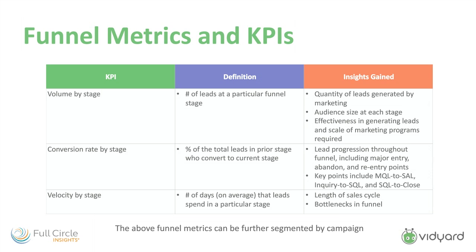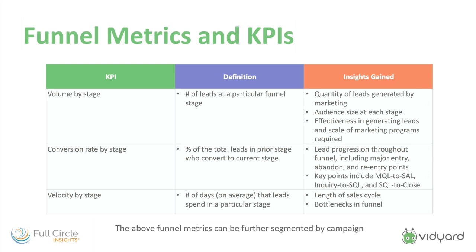Finally, there's velocity. So this is number of days. Usually, it's an average of the number of days that your leads spend in a particular stage. So, for example, MQLs when they go from MQL to SAL. So how many days do they spend in the MQL stage before they either exit the MQL stage or they go into the SAL stage? So when they stop being in the MQL stage.